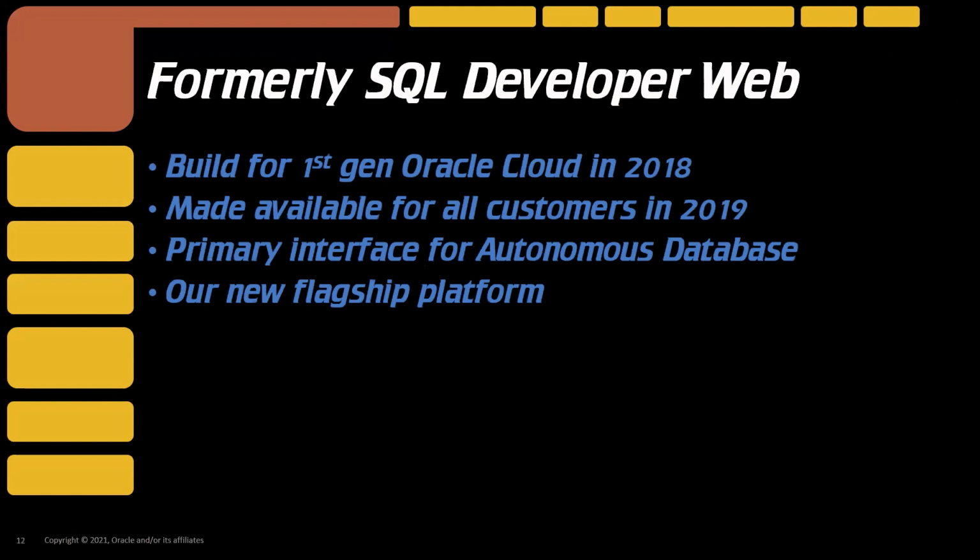So where did SQL Developer Web come from? We had this first-gen database as a service that launched in 2018. And we had the worksheet and the modeler pages there out of the box for those subscribers. And then when Autonomous launched, SQL Developer Web got a major upgrade for that platform. And then later in 2019, I think maybe in December of 2019, we were given the go-ahead to make SQL Developer Web available to anybody that wanted it.